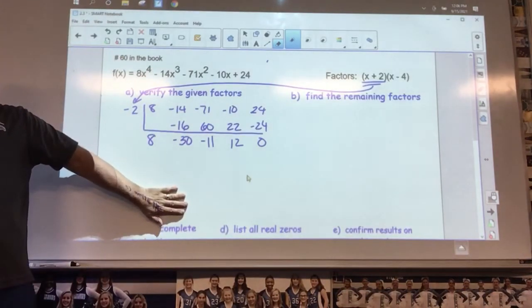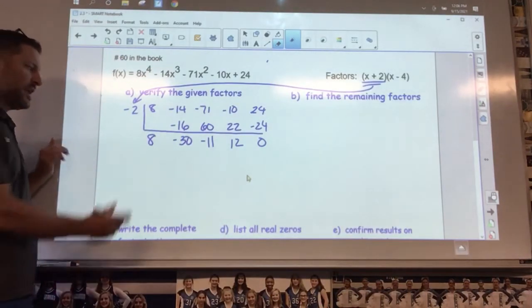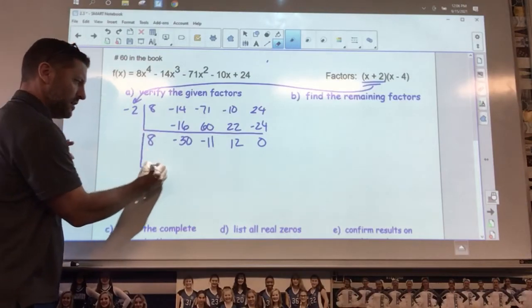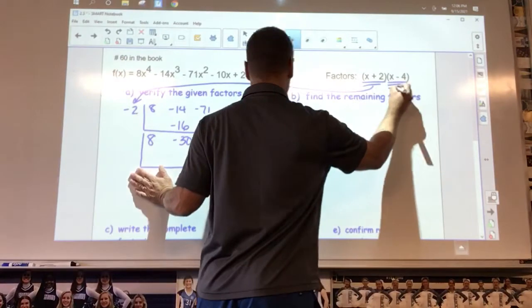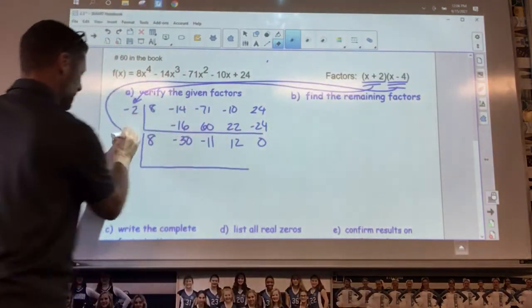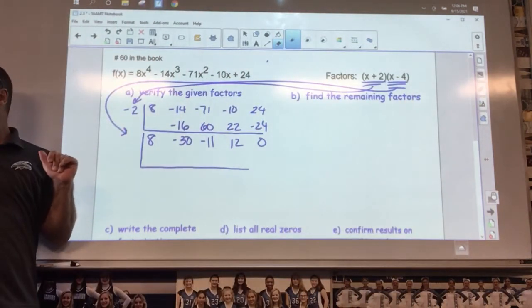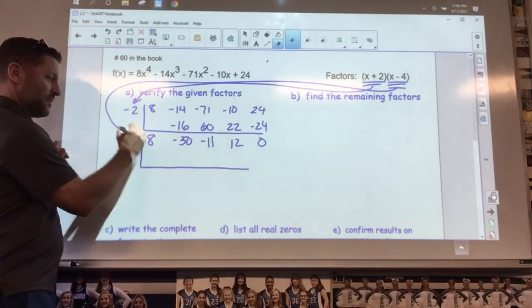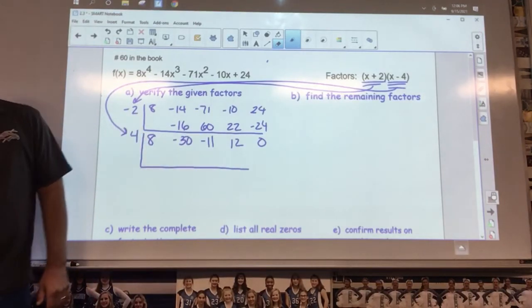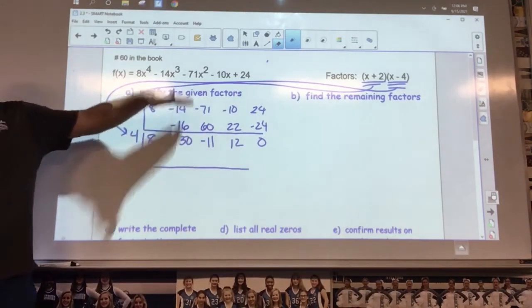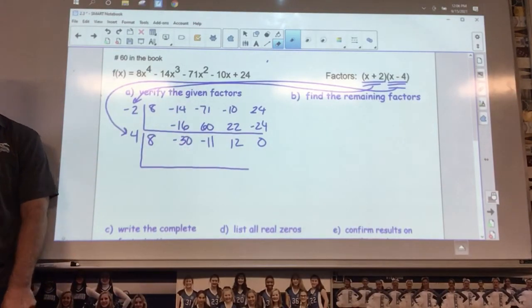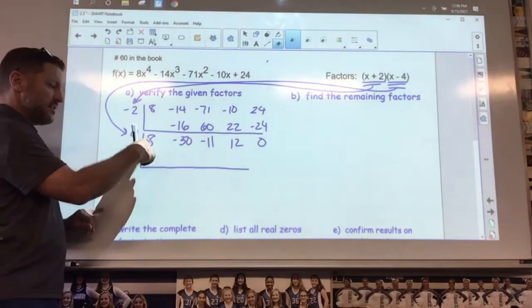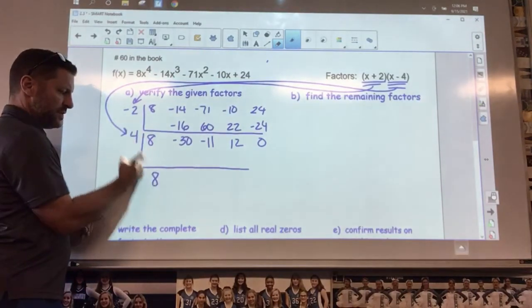Now here's the cool part. It said verify the factors. Well, you can actually use what's left over and do it again with negative 4. Except it's going to be positive 4. What we're doing here when we do it one after another is actually reducing the polynomial. I'll show you what I mean here in a second. So let's do this together. 8 drops. 4 times 8?